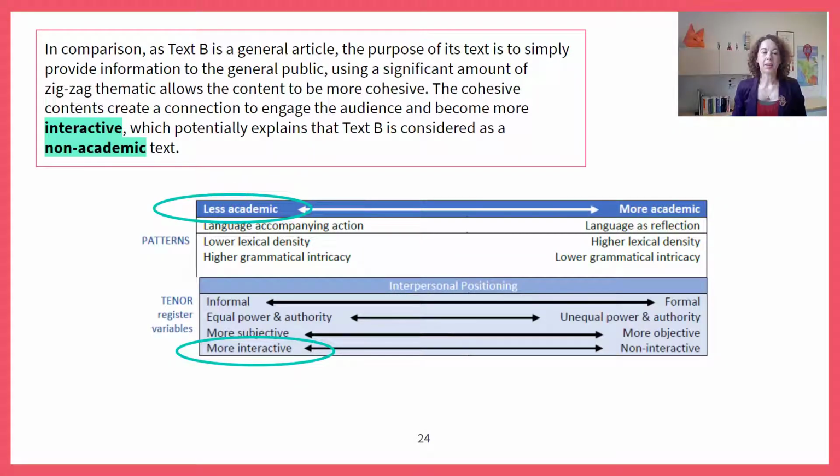For the non-academic text, they connect instead now to the tenor notion of interactivity to describe the use of zigzag theme patterns. And I wouldn't say this is the best description, but we really appreciate that students at this level can understand that that zigzag theme pattern is moving the reader through an explanation and understanding, is engaging the reader, and so interactive is a good connection to make for how the language is used and why it is used in that way.